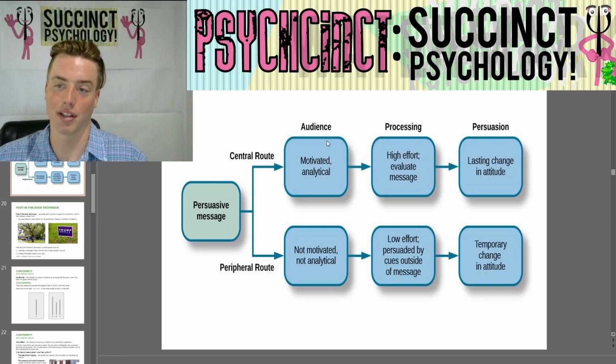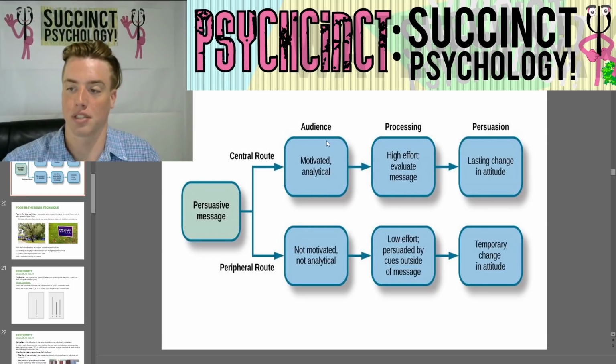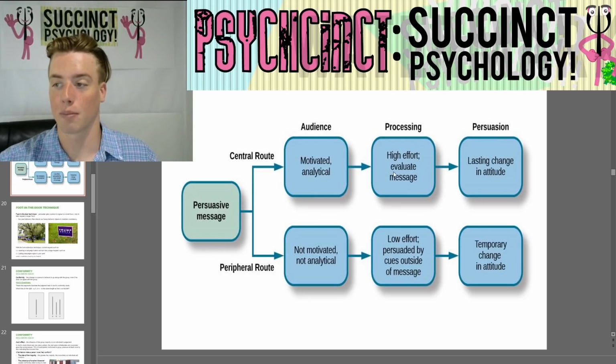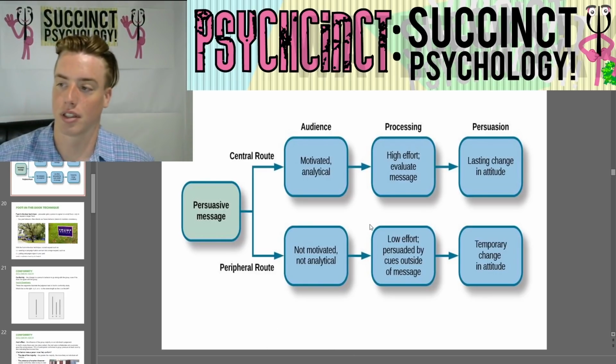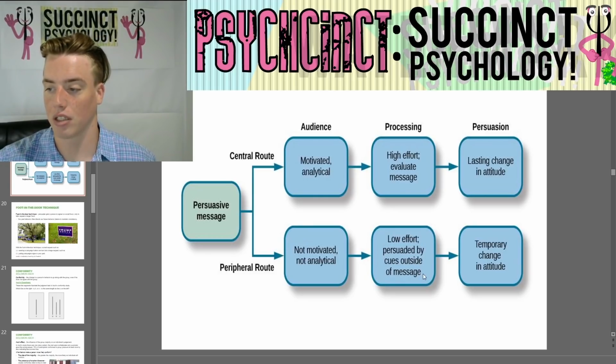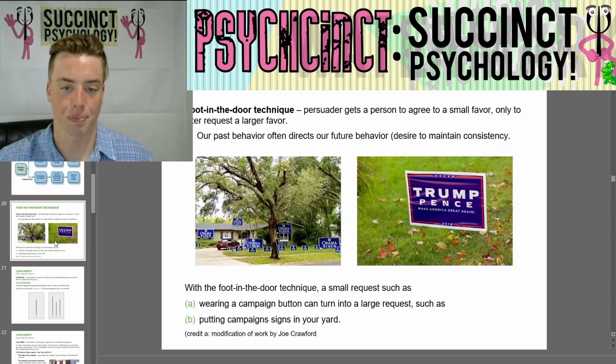The elaboration likelihood model. Again, Petty and Cacioppo in 1986. You have your persuasive message. Going down the central route, the audience is motivated, analytical, processing is high effort, and you have to evaluate the message, and the persuasion is a lasting change in attitude. Meanwhile, the peripheral route, or the roundabout, audience is not motivated, not analytical, the processing is low effort, persuaded by cues outside a message, and the persuasion is temporary change in attitude.